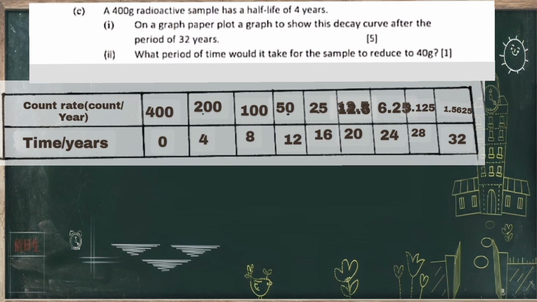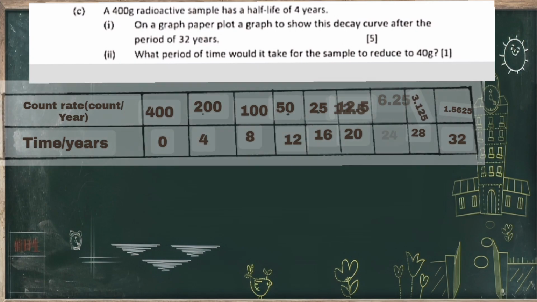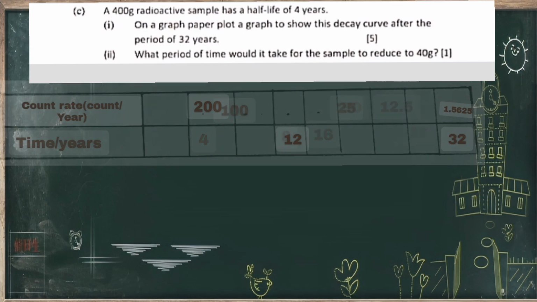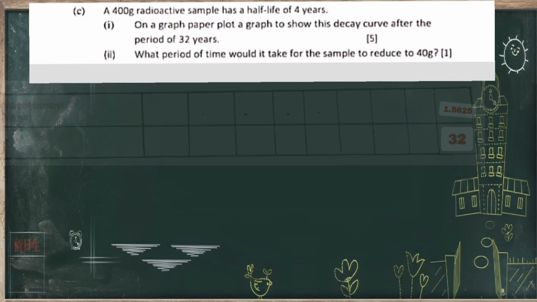1.5625. Then the half-life is going to be 28 plus 4. I'm going to get what? 32. So remember, 32 is our maximum. Okay, so we are done with the table. So let's try to plot the graph.